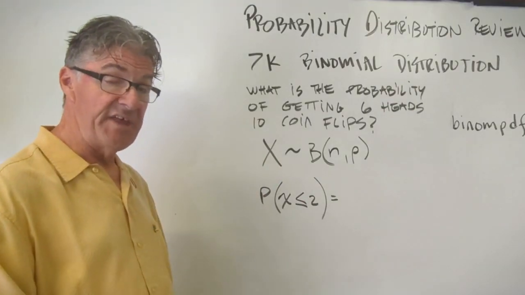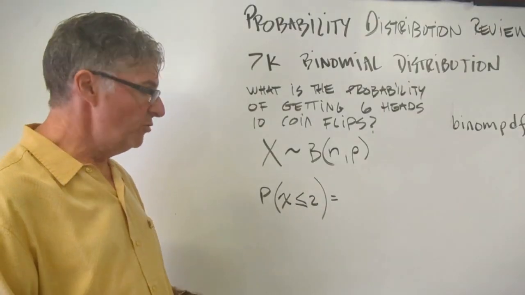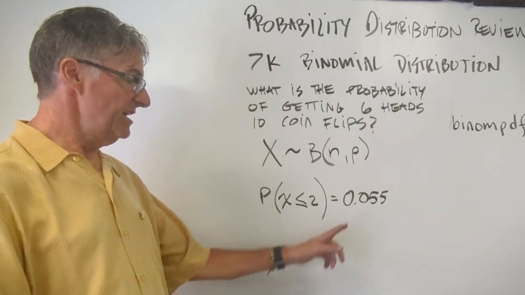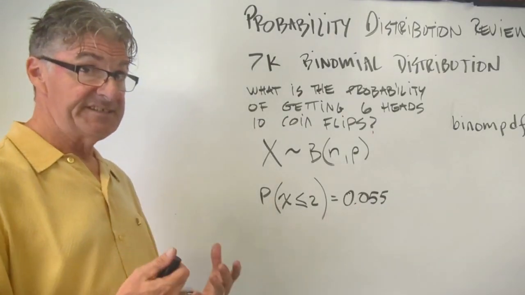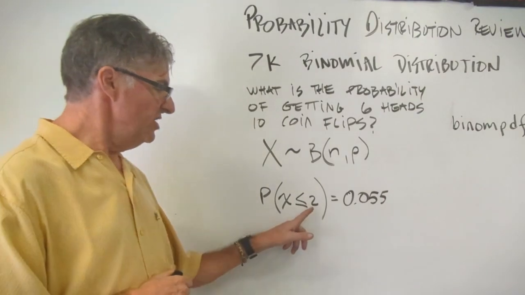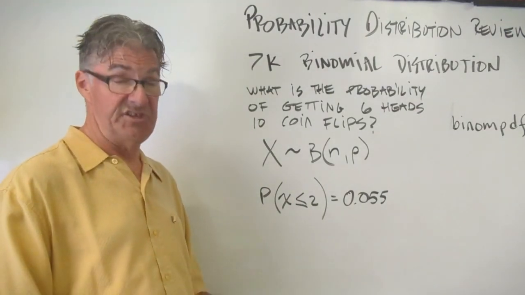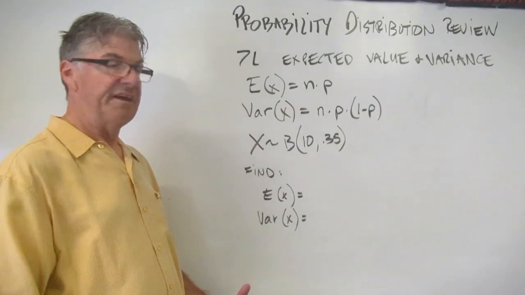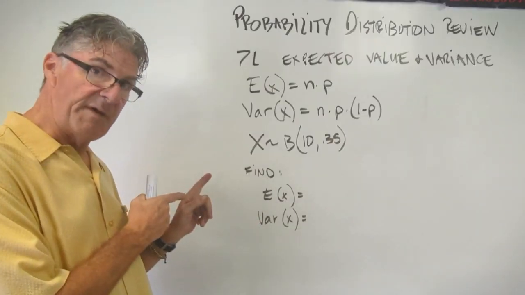Your calculator will do that with binomial CDF. That's the function. So if you want a little extra practice, go ahead and do that on this problem. When I get that, I get 0.055 or 5.5%. And that makes sense. 10 flips, getting 2 or less is kind of hard to do when it's always a 50-50 chance that you're going to get heads. So there's that calc.